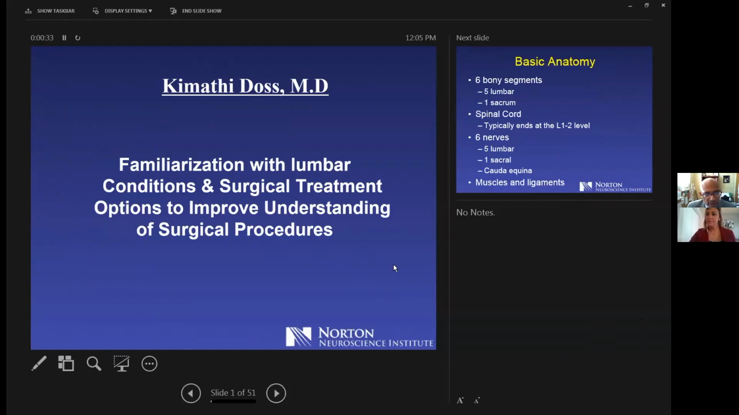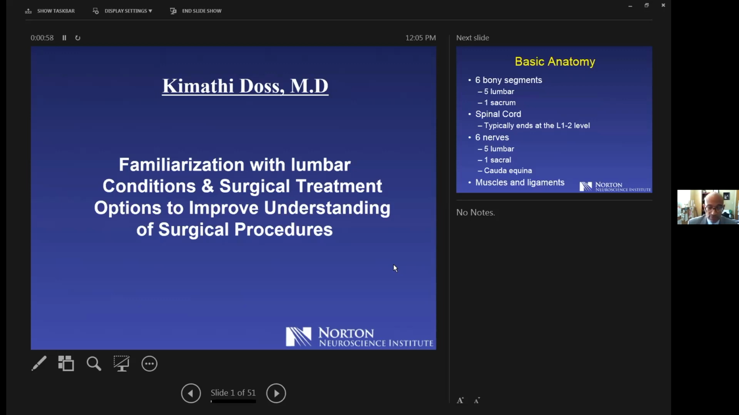As she said, my name is Kamathi Doss, and I've been a practicing neurosurgeon here in Louisville, Kentucky since 2002. I completed my residency here and then stayed on with Norton Neuroscience, mostly doing spine surgery. I do some general neurosurgery, but a majority of my practice, 95+%, has to do with spinal procedures and spinal surgeries from cervical down through the lumbar spine.